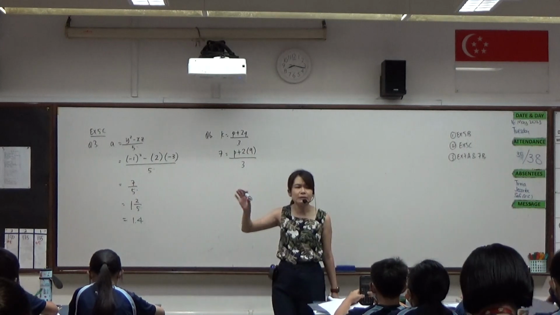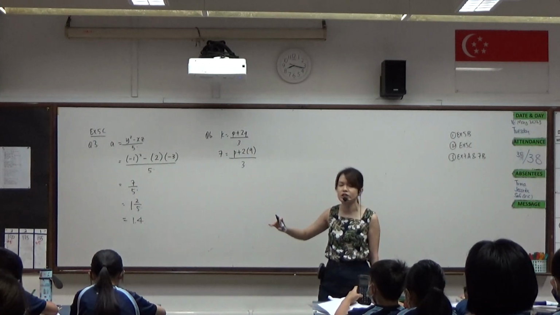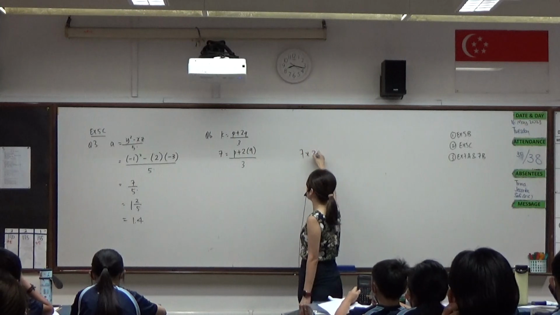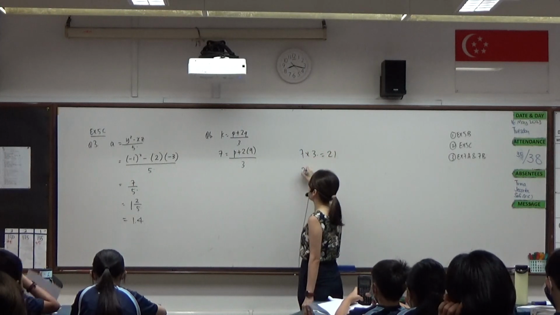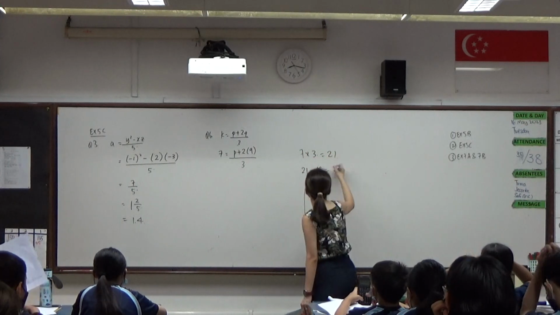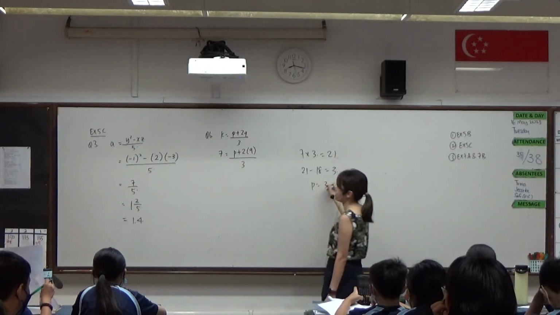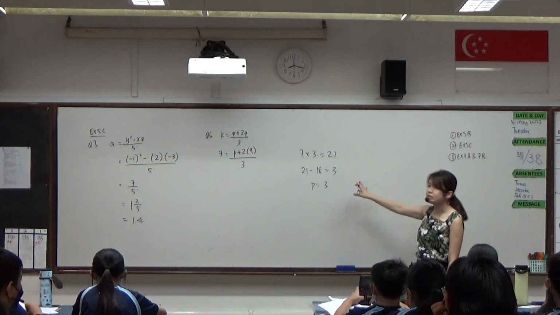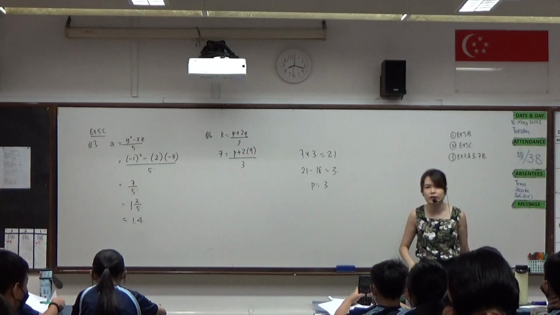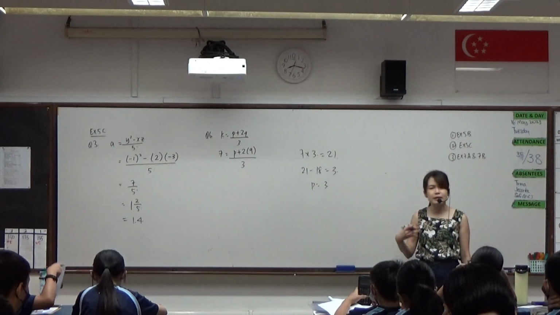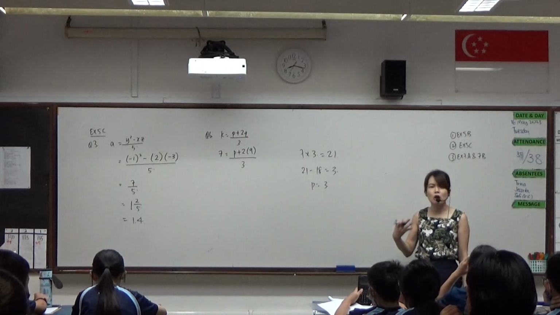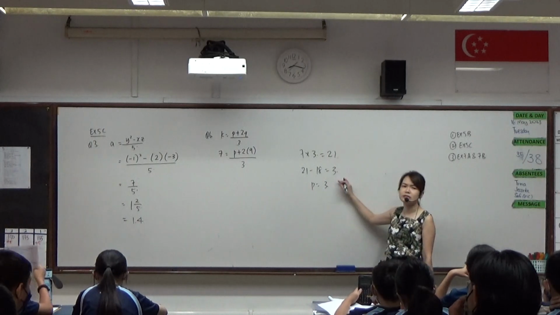I notice that some of you like to do very loose calculation. You all like to do 7 times 3 equals 21, and 21 minus 18 equals 3, and then P equals 3, something like that. This itself is not a good presentation at all because it doesn't explain to the examiner your thought process over why you're doing all these steps.